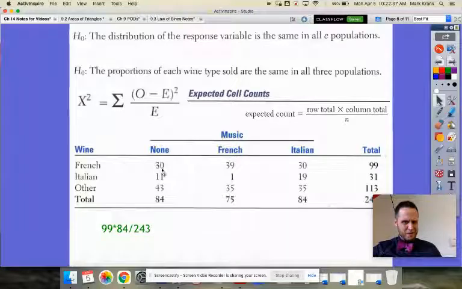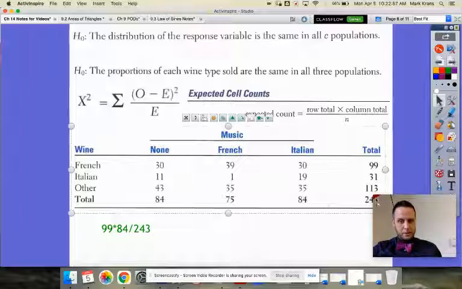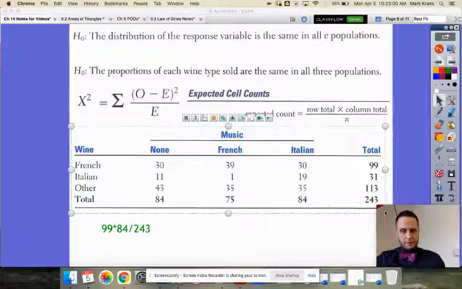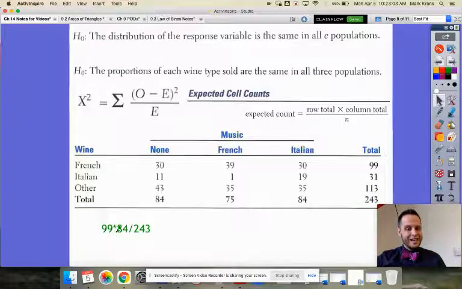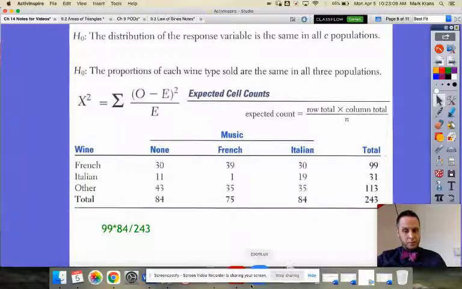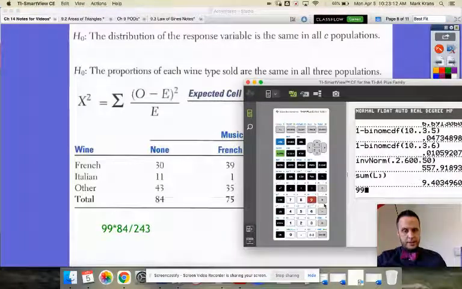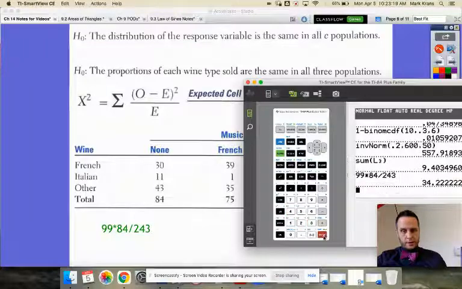But you may be wondering, like, how many people do I expect to order French wine when there's no music playing? And it turns out that it's the row total, this 99, times the column total, this 84, divided by the total, okay? 243. It's hidden behind my screen here. I don't know if I can hide me. There you go. Okay. And so 99 times 84 divided by 243 would be the expected count for this particular cell, which if you grab a quick calculator, you can see 99 times 84 divided by 243. Okay. We get 34.2.